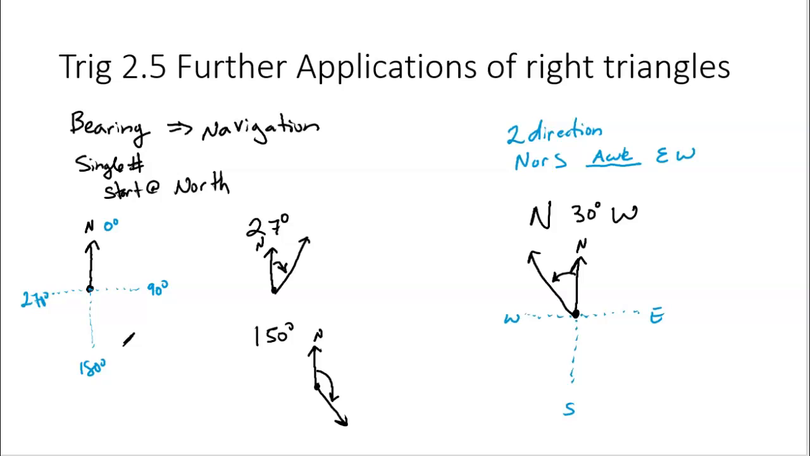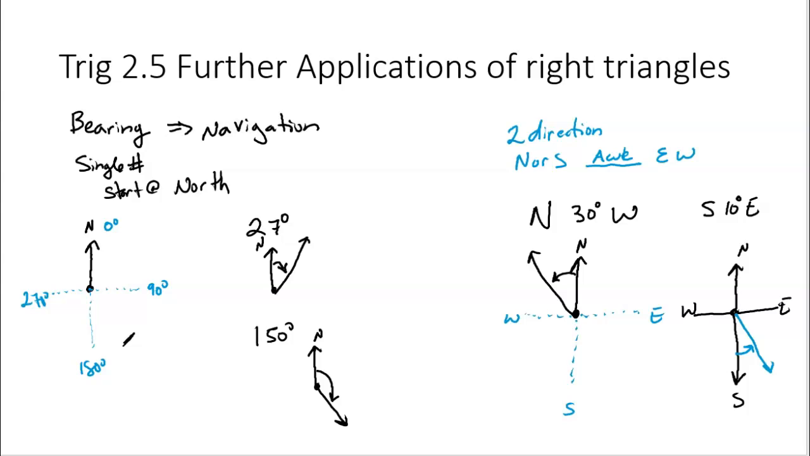If I wanted to say south by 10 degrees east, here's my north line, and I can also draw my south line down here. So here's my south, here's my east, here's my west. I am 10 degrees away from my south line, heading towards east. So this is where my 10 degrees is going to be. It's a different type of concept, understanding what's happening.